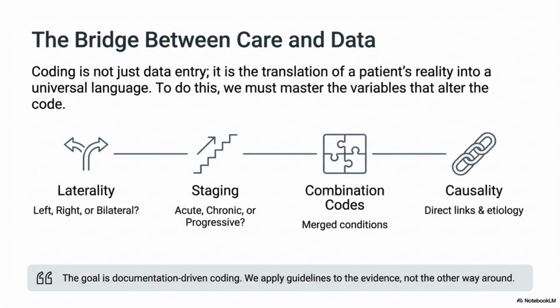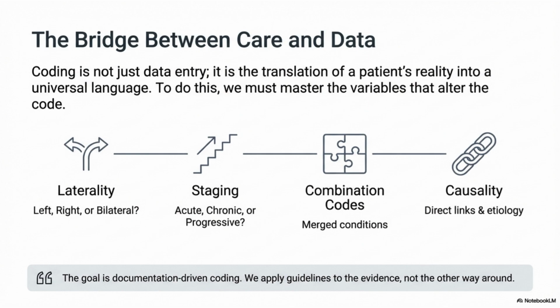We look at things like whether the condition affects the left eye, the right eye, or both. We look at staging, is it mild, moderate, or severe? We look at causality, what's causing what? Is the condition acute, chronic, or somewhere in between? Are we dealing with a combination code that captures multiple elements at once? And how do all these conditions interact with each other?